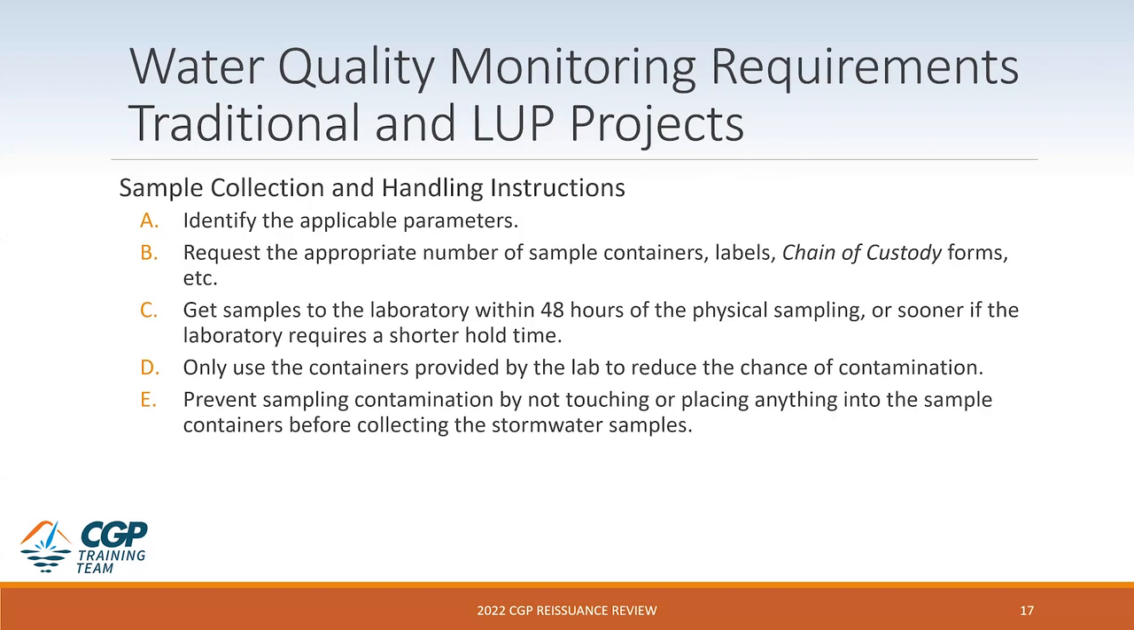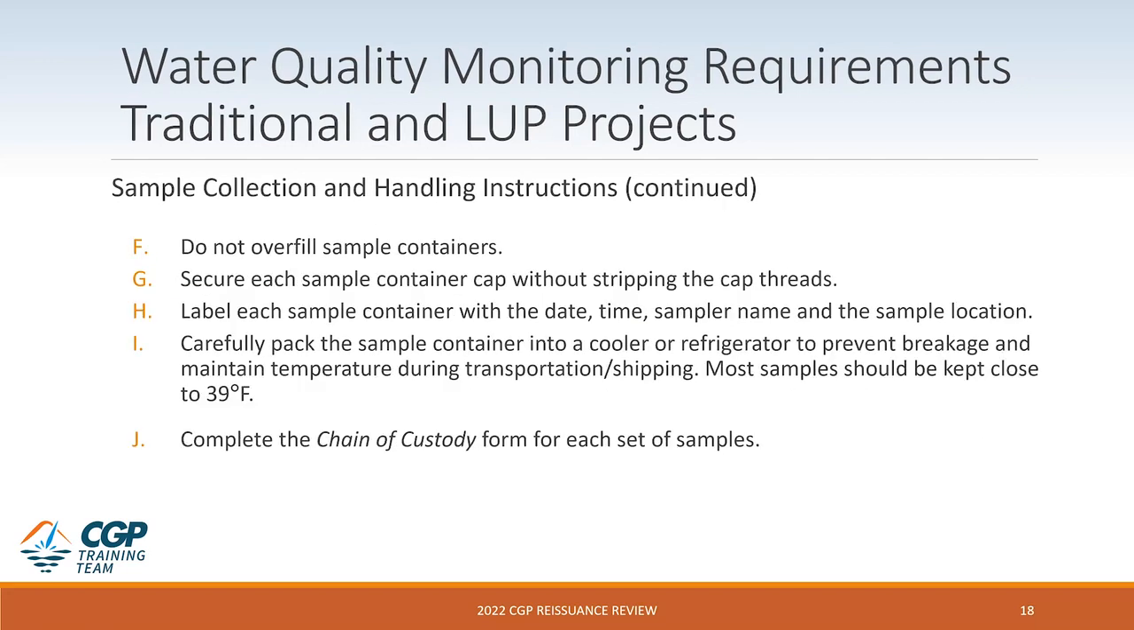When it comes to sampling, collection, and handling instructions, we want to identify the applicable parameters, request the appropriate number of sample containers, labels, and chain of custody forms from the lab, and get the samples to the lab within 48 hours of the physical sampling, or sooner if the lab requires a shorter hold time. Only use containers provided by the lab to reduce the chance of contamination and prevent contamination when collecting the samples.